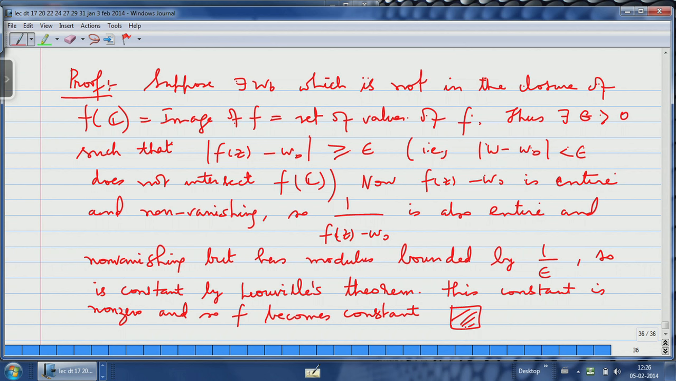So the way you should read this proof is that either you assume f is a constant and get to the end of this proof, or you assume that f is an entire function which misses a value, which stays away from a value, then it has to reduce to a constant. That's what this proof says. So this is the generalized Liouville theorem, and I just wanted to say that this draws an analogy with the Casorati-Weierstrass theorem.